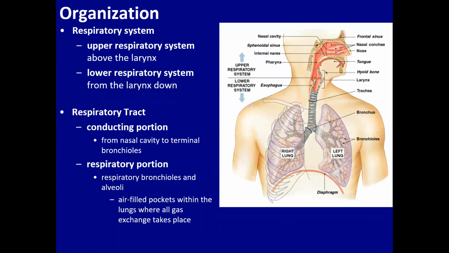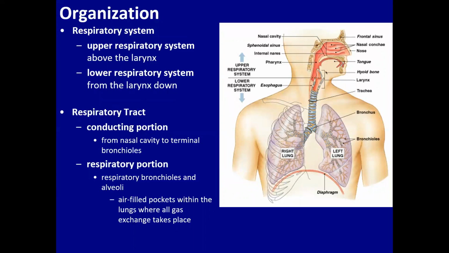The respiratory system is organized in the upper system, which is above the larynx, and from the larynx down, which is the lower system. Notice the spelling of the word larynx. You have laryngeal areas. Pharynx, we'll get to in just a minute. Notice the spelling of pharynx as well.